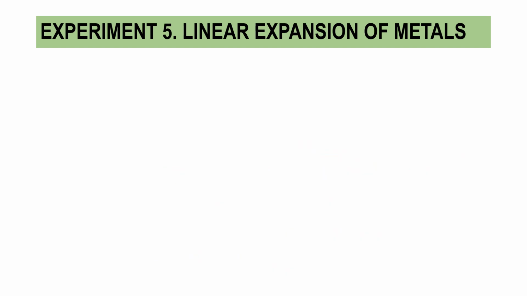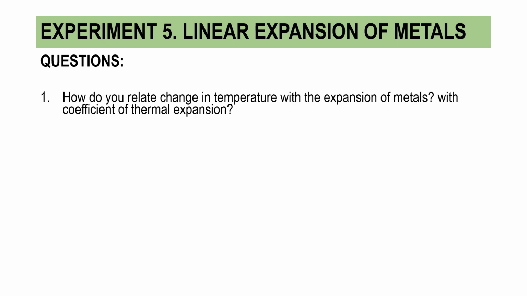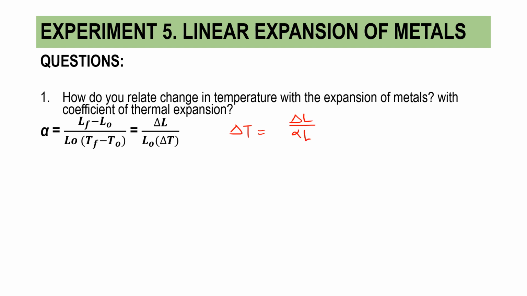So there are two questions for experiment number 5. The first is, how do you relate change in temperature with expansion of metals? And how do you relate change in temperature with the coefficient of thermal expansion? In this one, we have the formula for the coefficient of thermal expansion, and that is equal to delta L over L naught multiplied by delta T. So we're going to derive the formula for the change in temperature. That is simply delta L over alpha multiplied by L naught. So in this formula, we can relate the change in temperature with the expansion of metals.